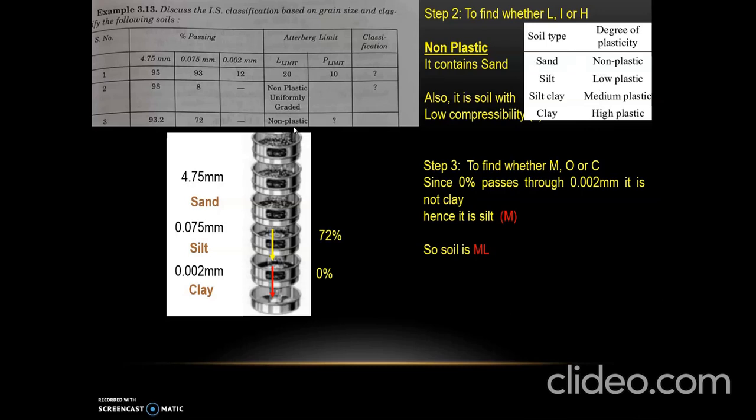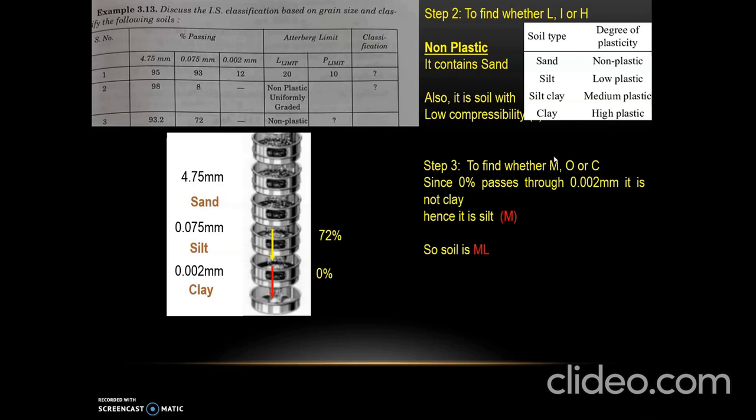As in the problem, it is mentioned that the soil is non-plastic. We confirm that soil has got some traces of sand. So that means it contains sand. And also it is the soil with low compressibility as it is non-plastic. So hence we use the second letter, that is L, for the soil.